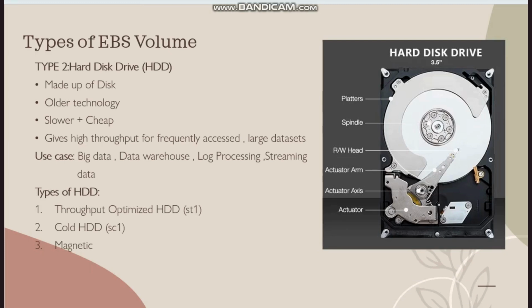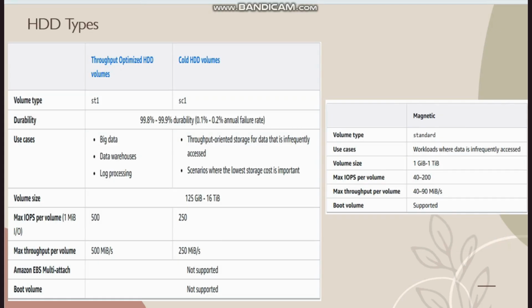Type 2, hard disk drive. It is made up of disks. It is an older technology compared to SSD. So it is slow and cheap compared to SSD. And if we frequently access the data, then it gives high throughput. Here there are three types of HDD: throughput optimized HDD, cold HDD, and magnetic. The throughput optimized HDD volume is ST1, the cold HDD volume is SC1.